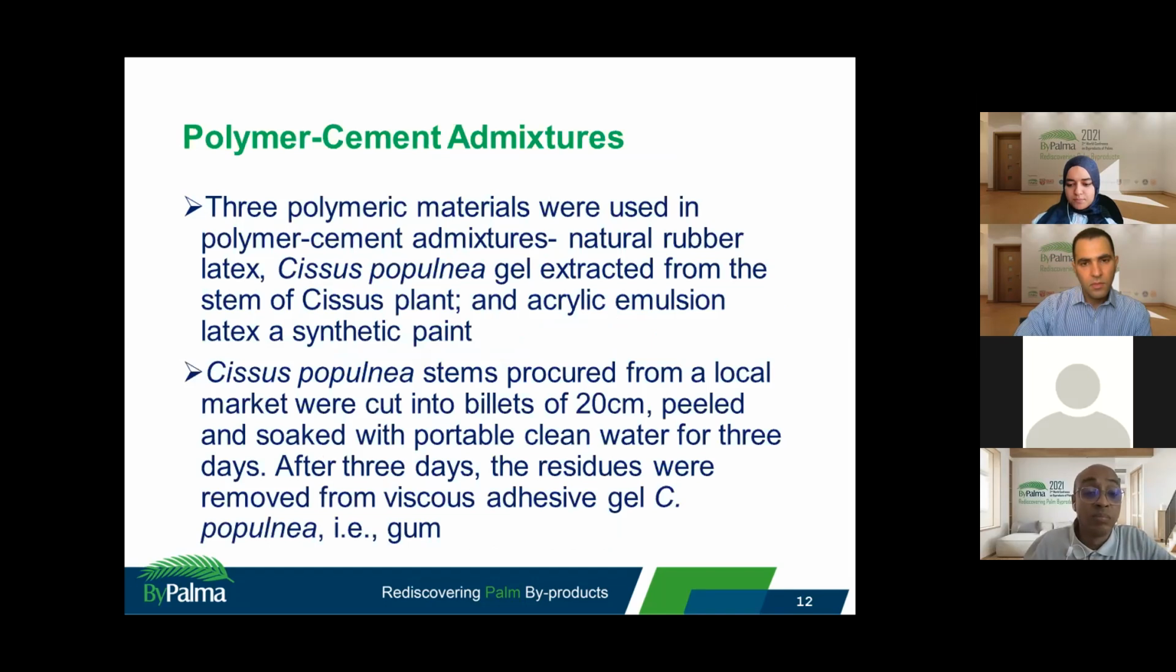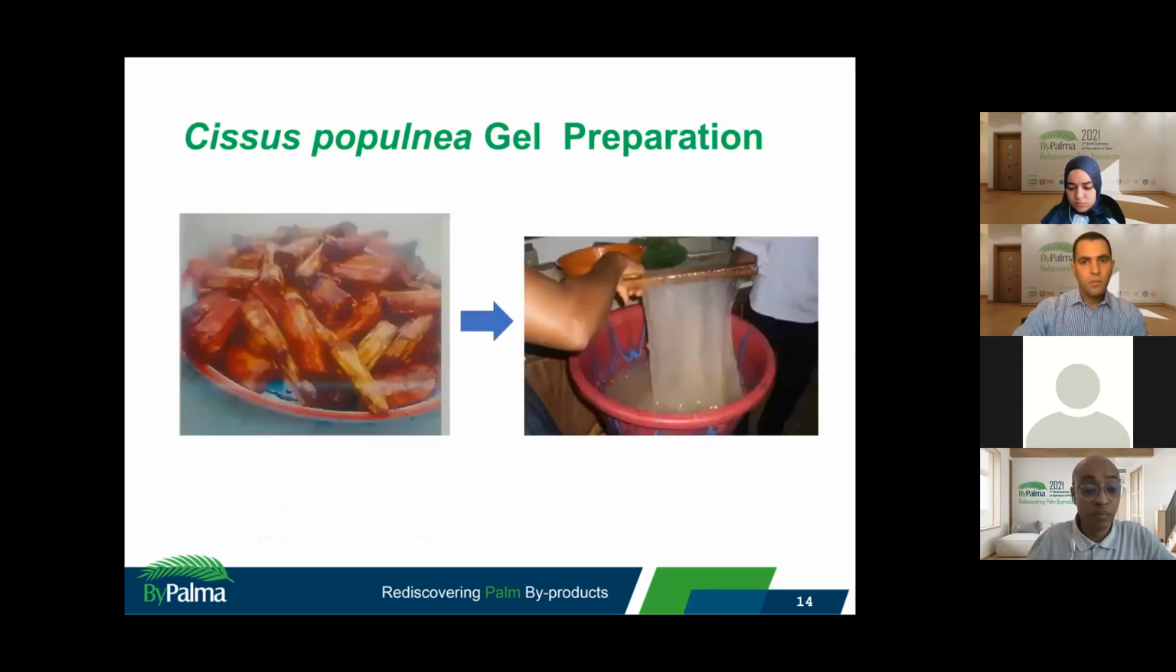The fibers obtained were thoroughly washed and then dried in accordance with standard practice. We also used 3 polymeric materials: natural rubber latex, a gum from a climber known as Cissus populnea, and acrylic emulsion latex, which is a synthetic paint. We collected and processed all these materials appropriately. I don't want to bore you with the processing methods, but the details will be available in the full paper. That is a photograph of Cissus in billet form, and then when the gum was extracted. The gum that was used is on the right-hand side of the screen.